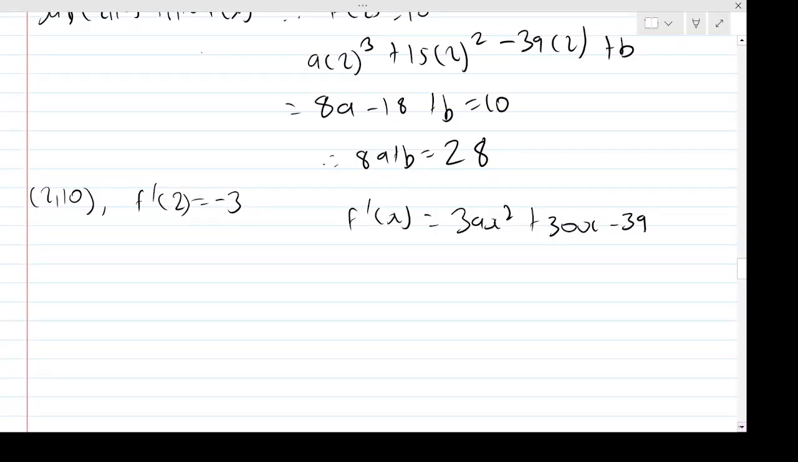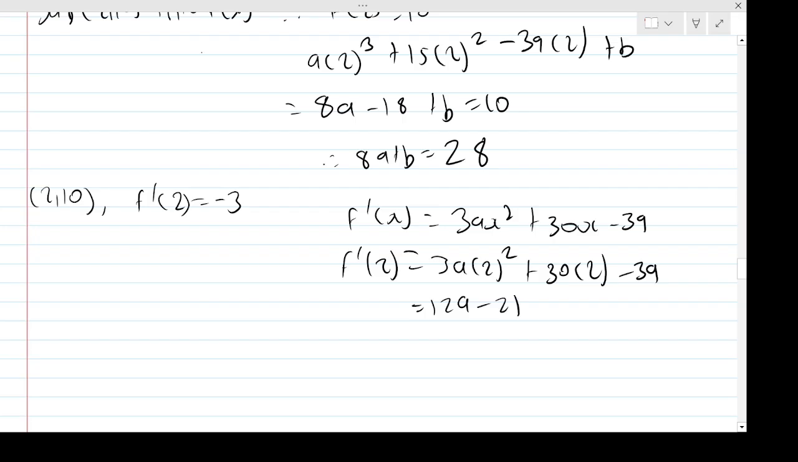The gradient at the point is minus 3, so that means that f dash of 2, if I substitute 2 into here, it's going to be 3a lots of 2 squared, add 30 lots of 2 minus 39. So if I simplify that, well, 2 squared is 4, 4 times 3 is 12. So 12a, then 30 times 2 is 60, take away 39 is 21. Okay, plus 21, so there we are.